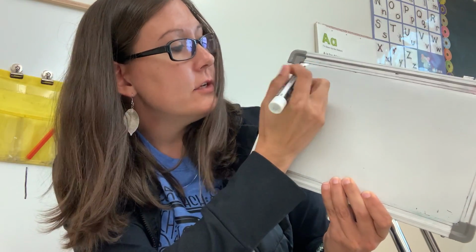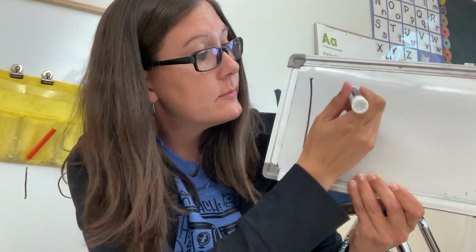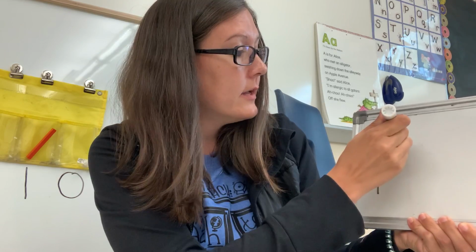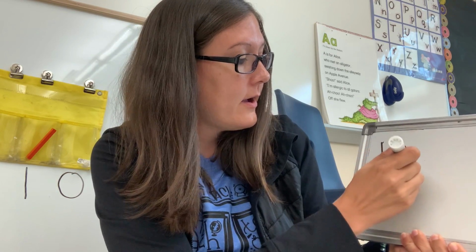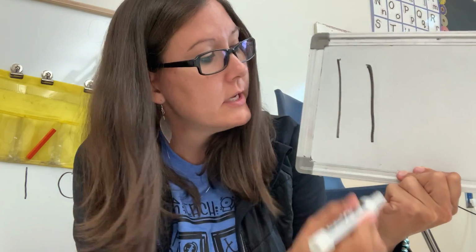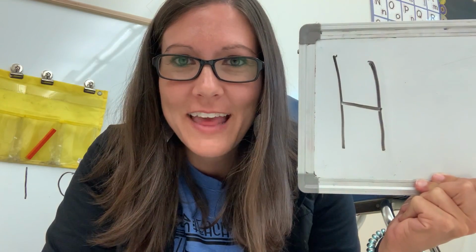All right, H starts like this. It is a straight line down. And then we lift up our marker for this one and we come over here. Straight line down. Oh, Mrs. Barnard, that wasn't a very straight line. Let's try that again. Straight line down. And then, do you see how my lines are not touching at the top or anywhere? Then we put a bridge in the middle. And that is capital H.